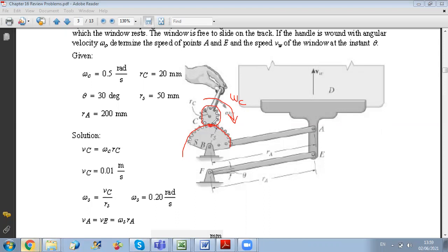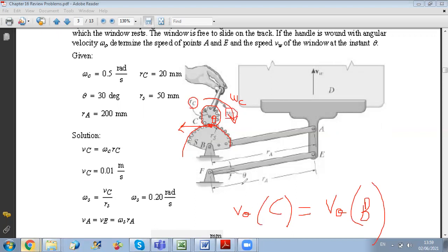We look at the contact point. Since we don't have slipping, this point of contact we call O. We can say that the velocity of O as a point of gear C is equal to the velocity of O as a point of gear B. For gear C, V_O can be written as R_C times omega C. And the velocity of O as a point of gear B is equal to R_B times omega B. So from here we can deduce that the magnitude of omega B is equal to R_C times omega C over R_B.